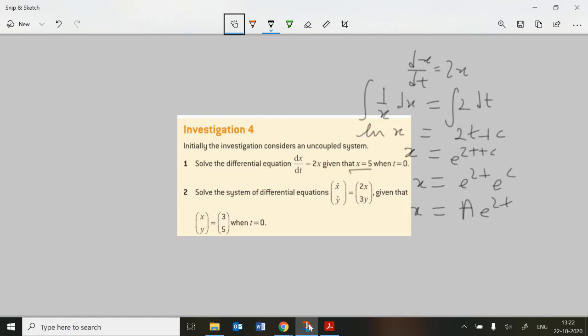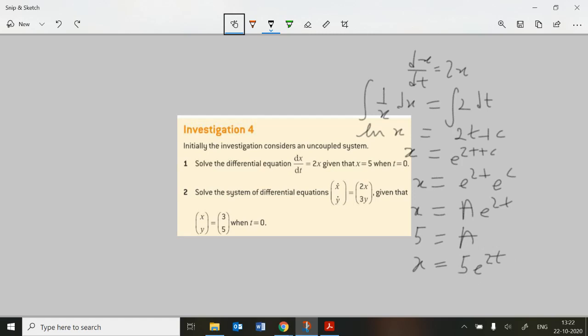Okay, now we're also told when x is 5, t is 0. So putting in 5 there, putting in 0 there will give us 1. So a is equal to 5. So we're saying here that our x in this case, not x as a vector, just x, is going to give us 5e to the 2t. All right, that is coming from this. x dot is 2x. And so there we go. We're getting x is this.